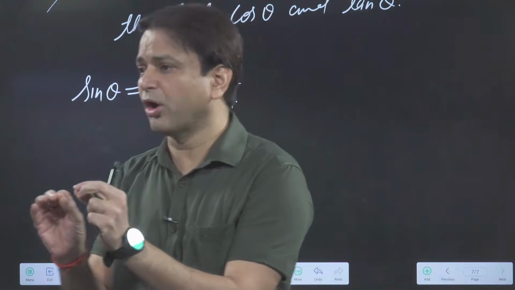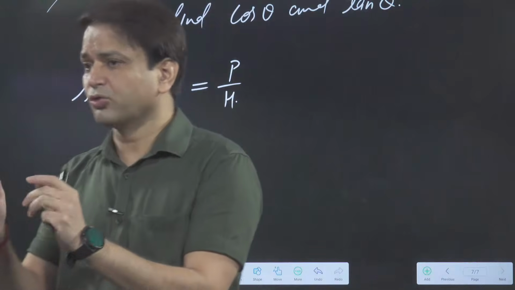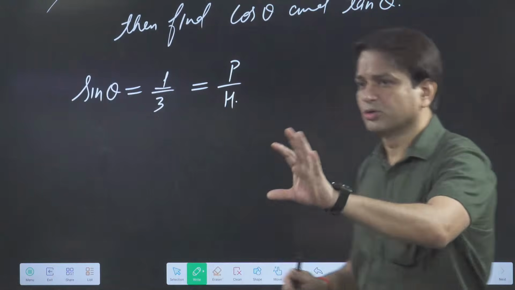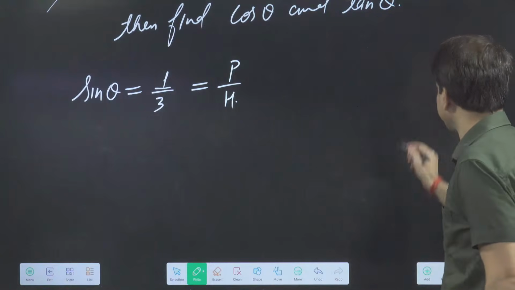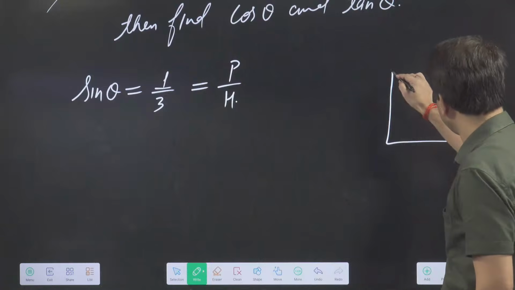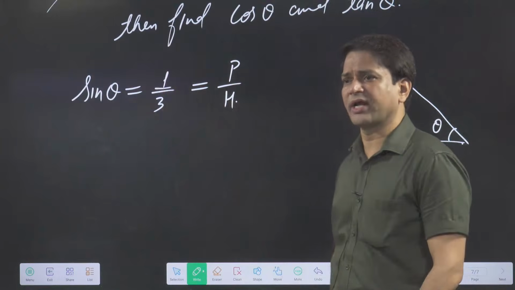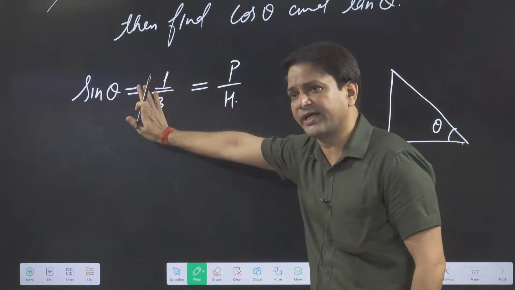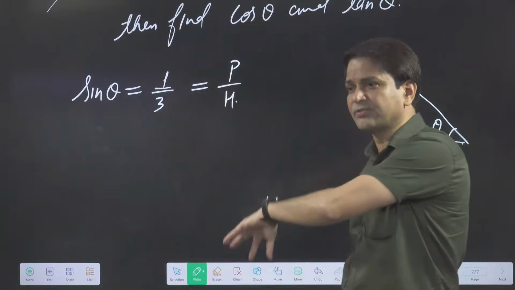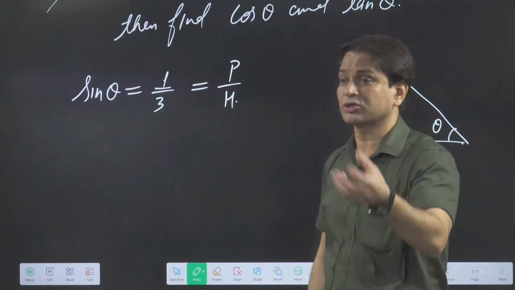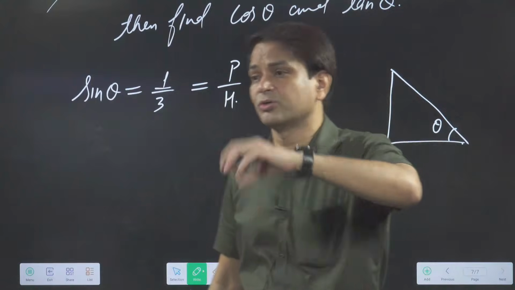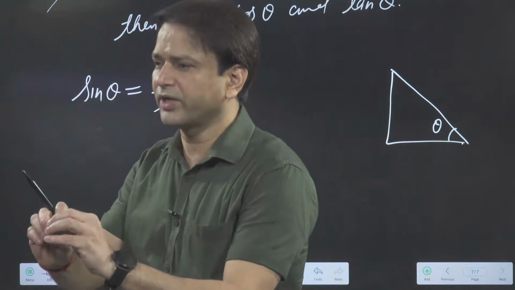So ultimately the common factor will get cancelled out. For this type of situation, to solve for cos theta or tan theta, we can directly take the perpendicular as 1 and the hypotenuse as 3. Why? Because we have the ratio and we want a ratio. Cos theta is what? Base upon hypotenuse, again a ratio. So the common factor will get cancelled out.